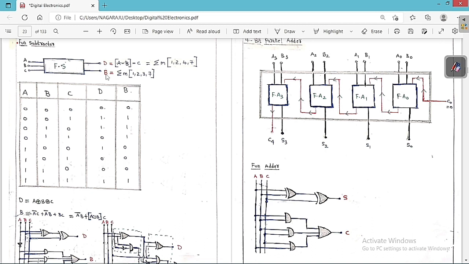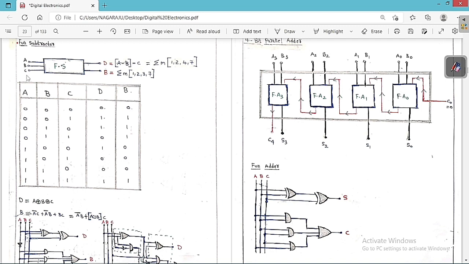So we are going to do two outputs: one is called the difference and the other is called the borrow. The operation we are going to do is A minus B minus C. First we subtract B from A, and then from the resulting difference we subtract C. So this is the operation that we are going to do here.